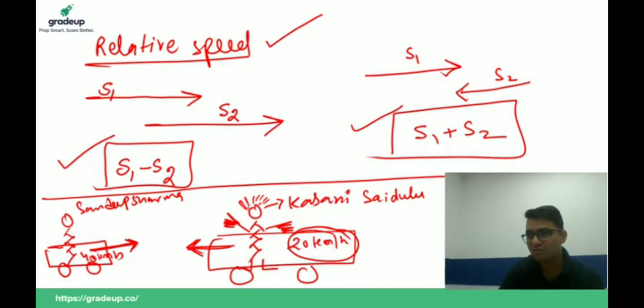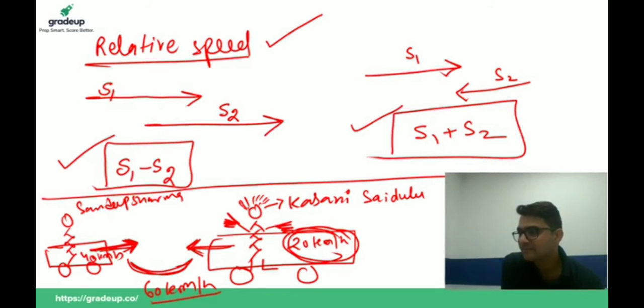Yes, Kasani Saidulu. By what speed will you hit my car? You will hit by 20 km per hour and I will hit by 40 km per hour. Then the resultant speed will become 60 km per hour. All right, guys, is this clear to all of you? This is called the relative speed. Is this clear to all of you?